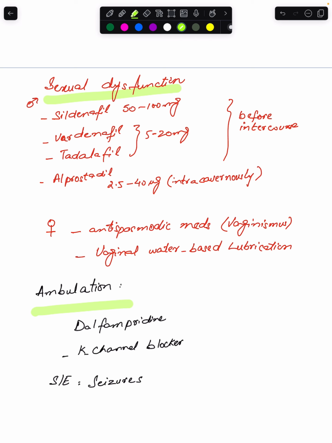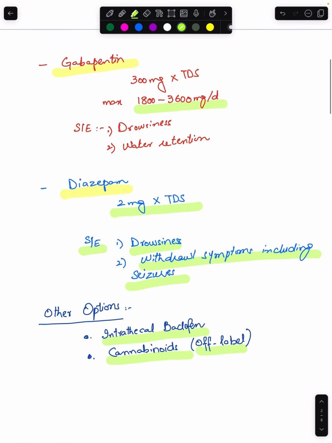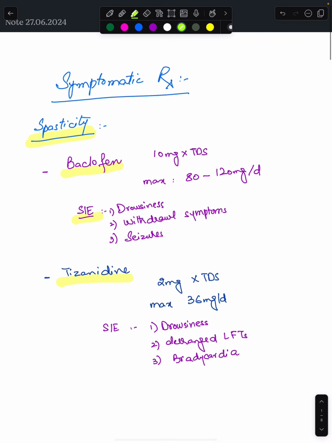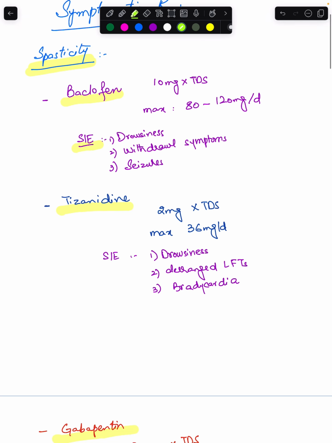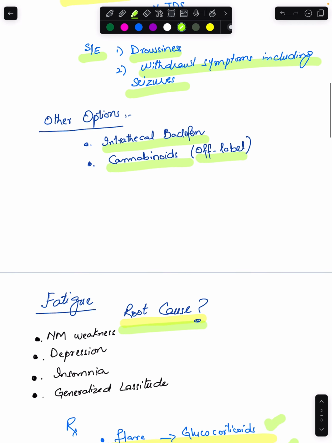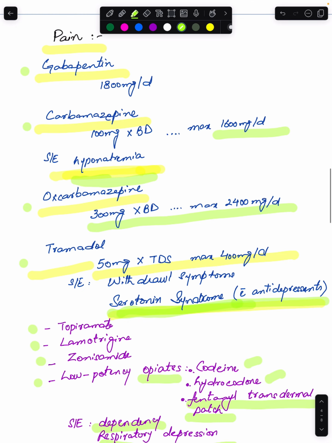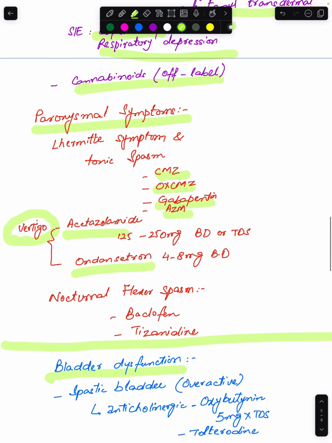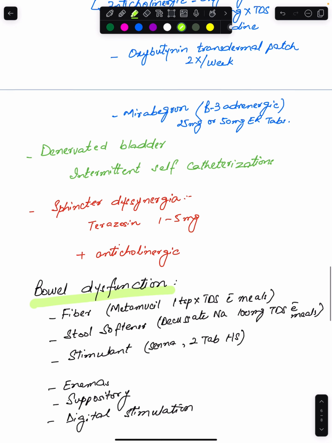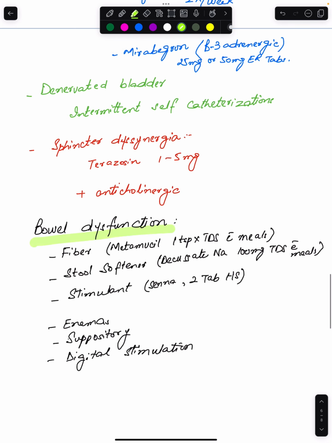For ambulation, we have the option of dalfampridine, that is a potassium channel blocker, but we should be cautious about the side effect of seizures. So if you remember these drugs, then these are not only helpful in case of symptomatic management of multiple sclerosis, but any other disease in which we can have spasticity, then you can give this management. If we have fatigue, then you can try it. Pain, these drugs work for pain. Then we have bladder dysfunction, bowel dysfunction, and sexual dysfunction and ambulation.